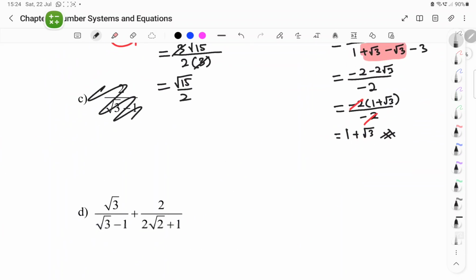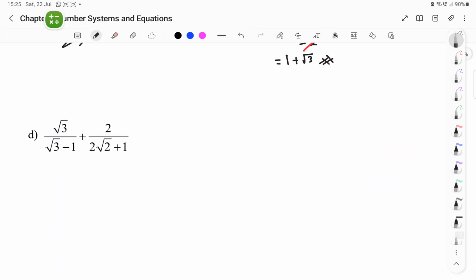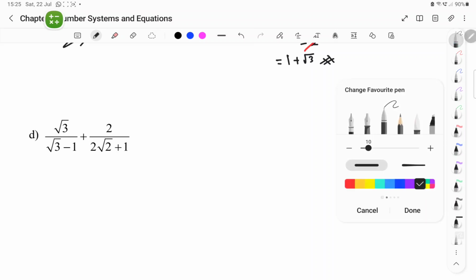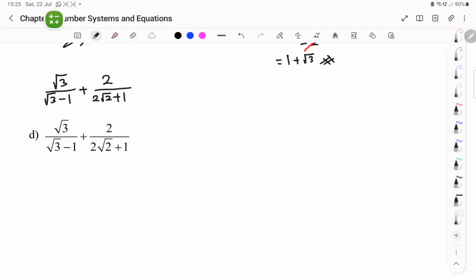Okay. Let's have a look at this one, the last one. I think I'm going to write the question a little bit further up. Square root of 3 over square root of 3 minus 1, plus 2 over 2 square root of 2 plus 1. Okay, so this one I have to erase with white pen. Okay, erase. No need to see.